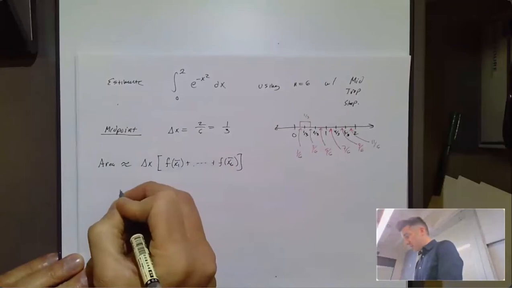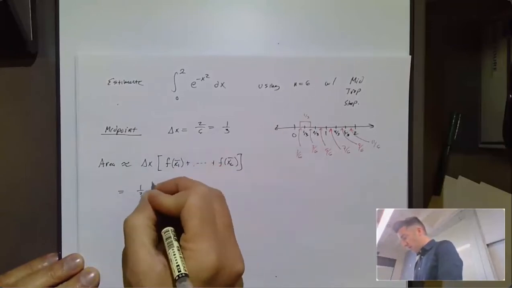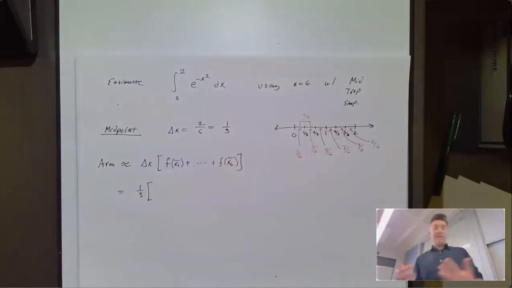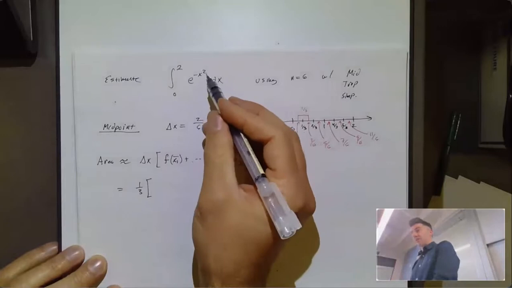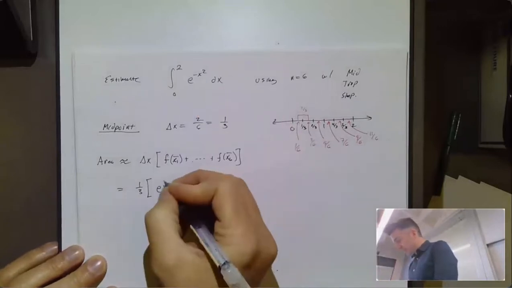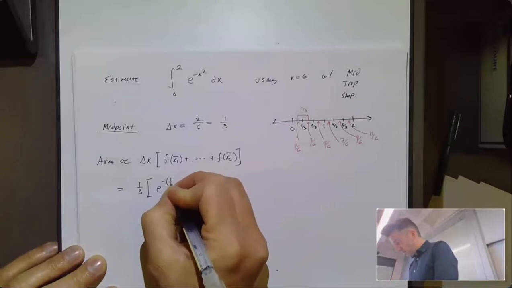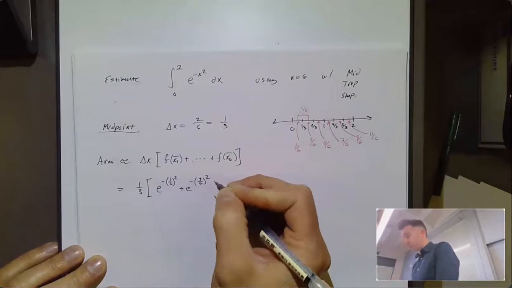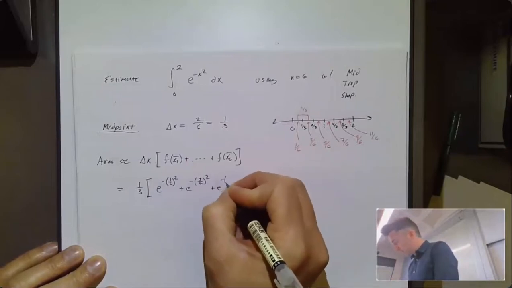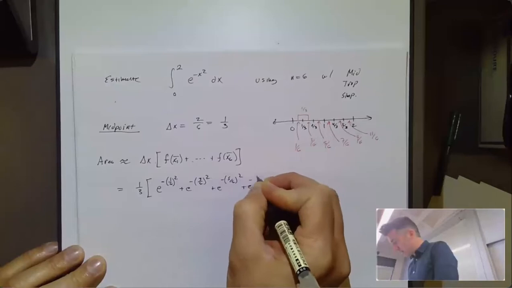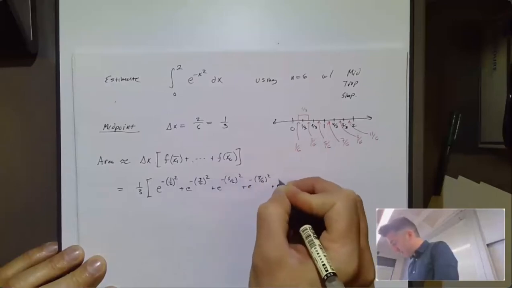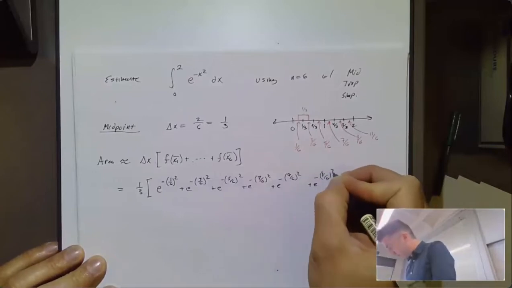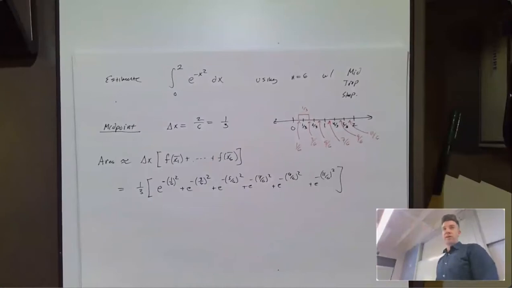So that's going to be, in this particular case, 1/3 times e to the, so this is where things are, even just writing it out, it's kind of gross, right? My function is e to the negative x squared. So it's going to be e to the negative 1/6 squared plus e to the negative 3/6 squared. Yes, I know I could reduce that fraction. I don't want to. e to the negative 5/6 squared, e to the negative 7/6 squared, e to the negative 9/6 squared, e to the negative 11/6 squared. That would be my midpoint rule approximation.